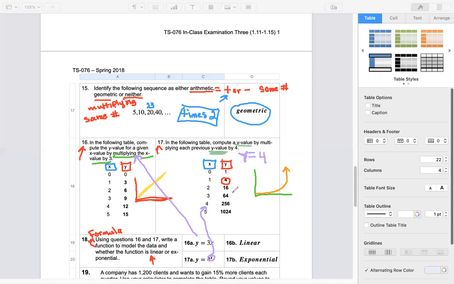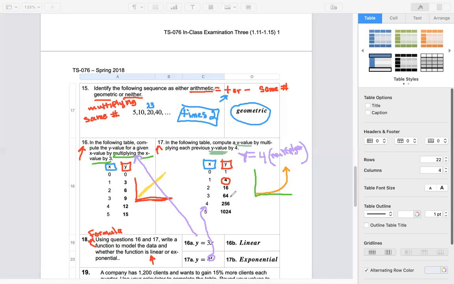Now, just to show you from your notes, in the lecture I gave you a formula for figuring out exponential growth. The formula was your starting value times the multiplier, whatever is being multiplied each time. That's the multiplier, and this is your starting value. That's the formula I gave you for figuring out exponential growth.